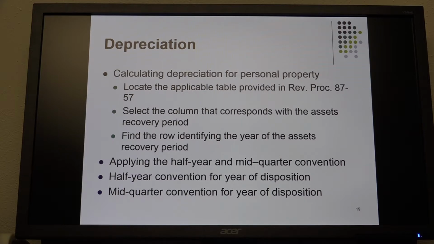And so in calculating depreciation for personal property, locate the applicable table provided for in Rev Proc 87-57, they say, but I think it's 56. Let me make sure. Oh, I've been saying 85. Yeah, 87-57. All right, 87-56 it is. I guess that's the continuation of the discussion of what they started in 87-56. Okay, so look up the applicable table provided for in Rev Proc 87-57.